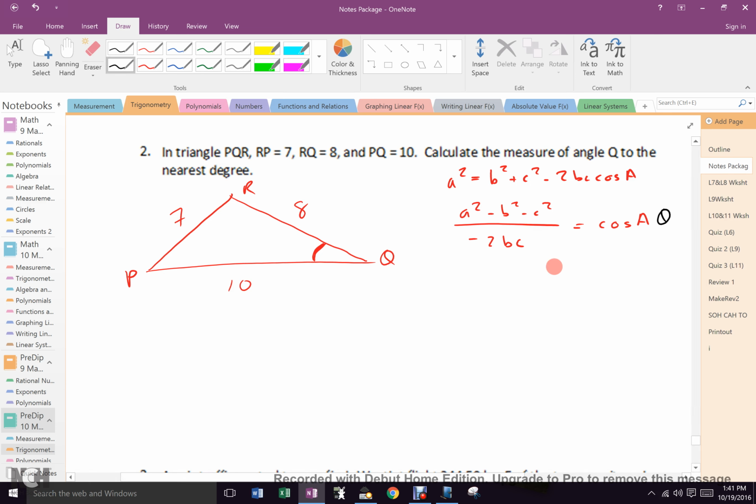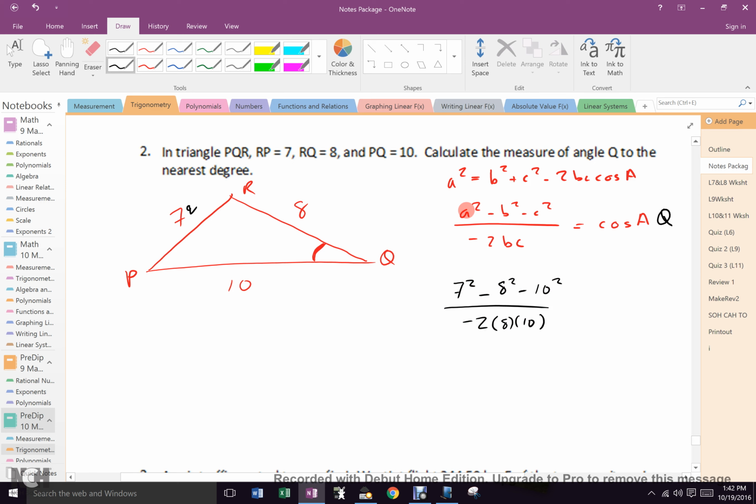So, what are you going to fill in here? What's going first? If I say that's A, then this must be little q, yeah? Which would be little a. So what's going here? 7. 7 squared minus what? 8 squared minus what? 10 squared. 10 squared over negative 2, 8, 10. No, B and C, not A.